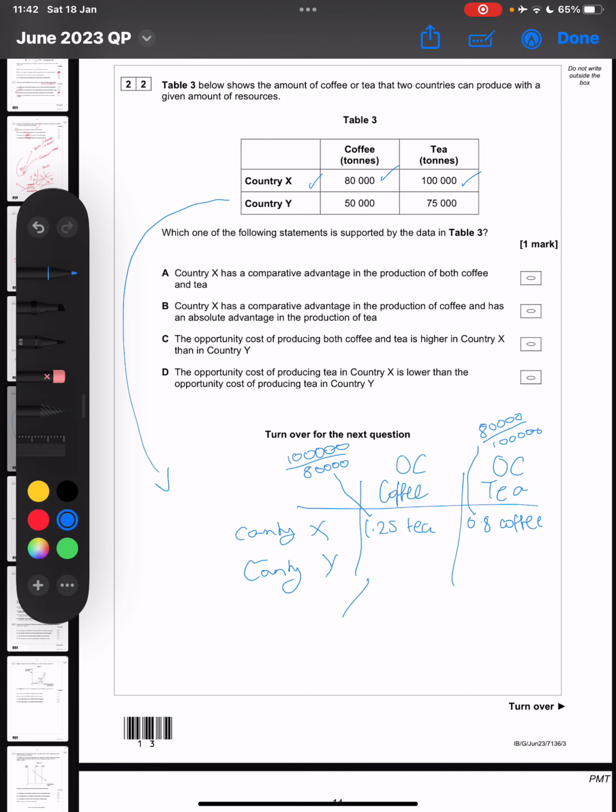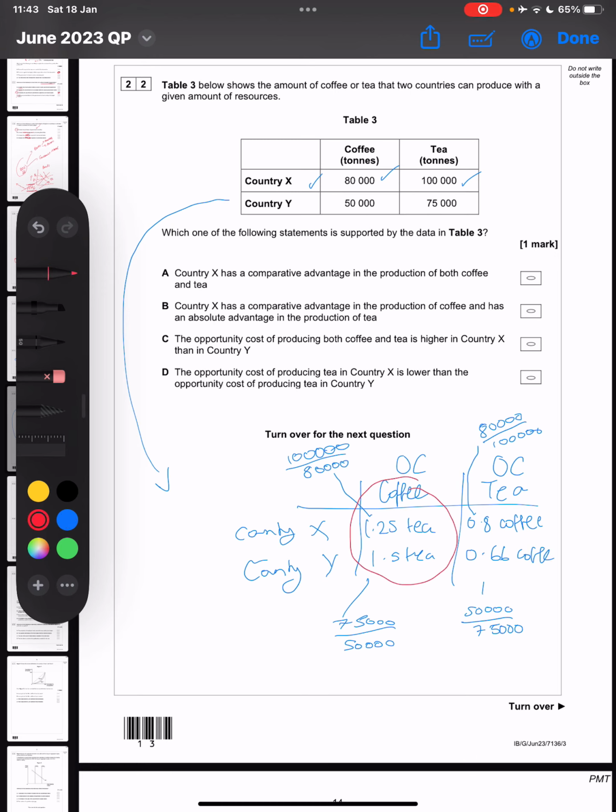So here, one coffee will require 75,000 divided by 50,000, which is 1.5 tea. And then take the inverse of that, or you could just work it out. So one tea would be 0.66 coffee. From this, who has comparative advantage in coffee?